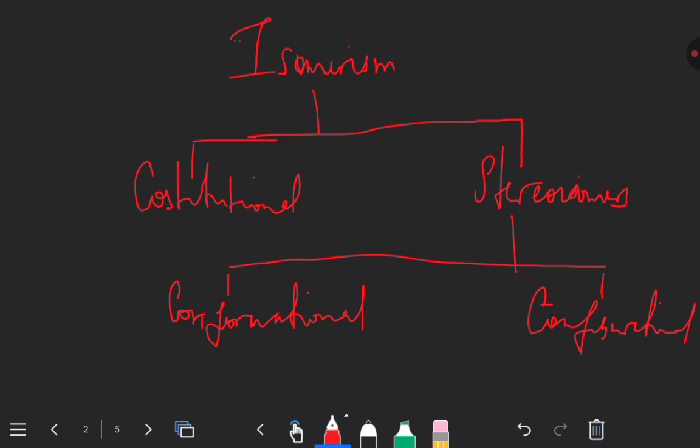But when you are dealing with configurational isomers, you are simply referring to isomers that have a fixed spatial arrangement that cannot be interchanged by simply rotating around a certain bond. So these ones cannot be interchanged. Like, the arrangement cannot be interchanged by simply rotating around that bond. So those are known as configurational isomers.